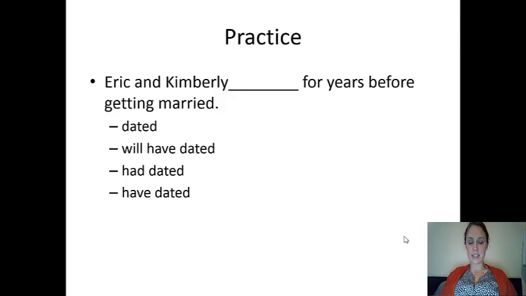So I've got a sentence here and I need to fill in the correct past perfect verb in the blank. Eric and Kimberly blank 4 years before getting married. I've got dated, will have dated, had dated, or have dated. If you put Eric and Kimberly had dated 4 years before getting married, you are correct. I've got had, and then I added an ed to the end of date to make the past of the word date. Had dated makes it past perfect.